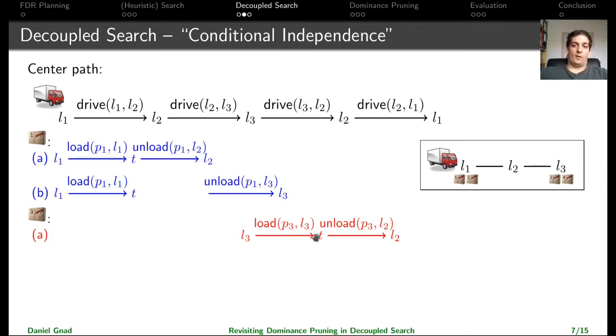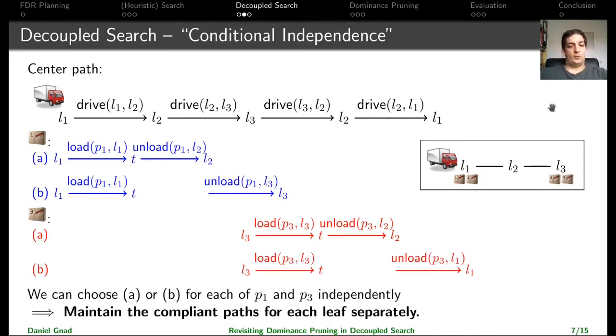Similar for package 3, for example, once the truck has reached L3, the package can be loaded. And once the truck is in L2, so it's driving back from L3 to L2, we could choose to unload it here. Alternatively, we could also unload it in L1. And the important observation here is that we can choose any of the paths A or B for the packages 1 and 3 independently of what we choose for the other package. And this allows us to maintain these compliant paths separately for each leaf, or for each of our packages here.